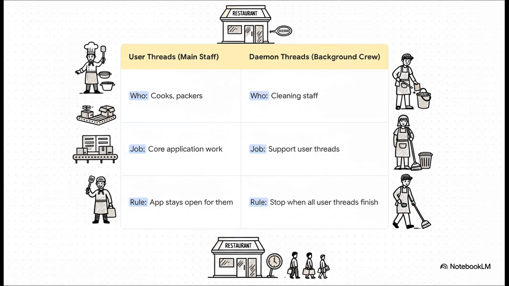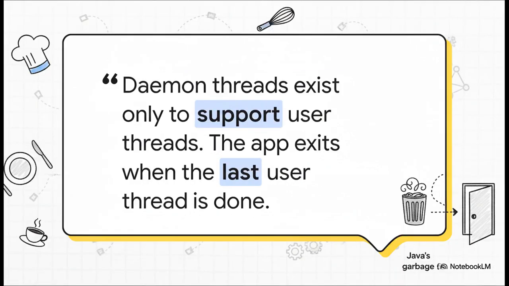But then you have the background crew, the cleaners, the maintenance guys. These are Daemon Threads. Their only job is to support the main staff. And here's the key. When the last cook punches out and goes home, the cleaners pack up and leave too. The restaurant just closes. So the most crucial point to remember is that the application, our restaurant, does not wait around for Daemon Threads. The second the very last user thread finishes its work, the whole program shuts down, and any Daemon Threads are just terminated automatically. A perfect real-world example of this is Java's garbage collector. It's a classic Daemon thread.